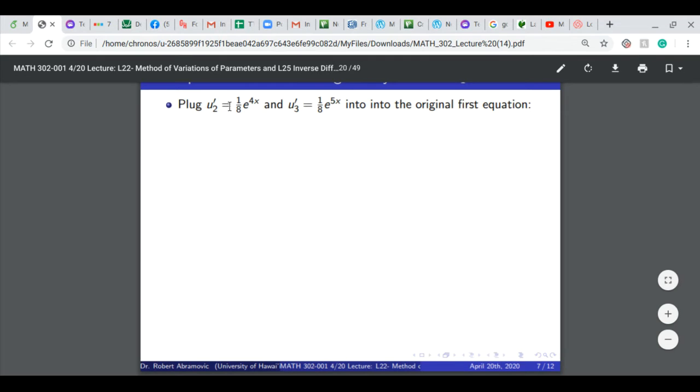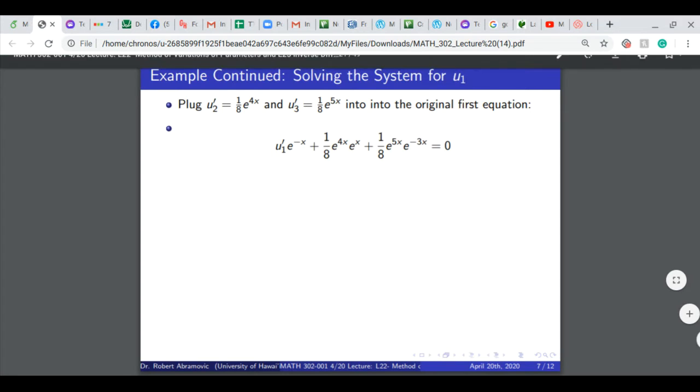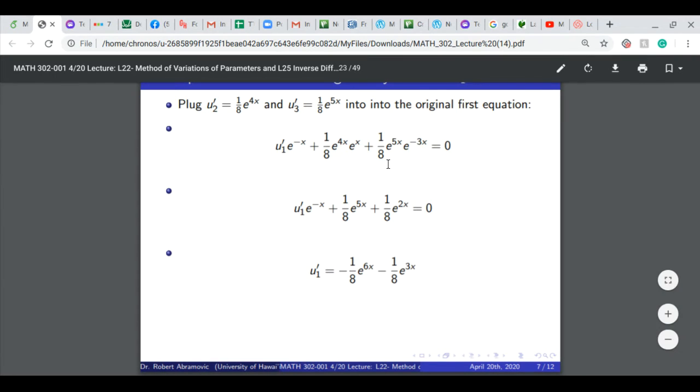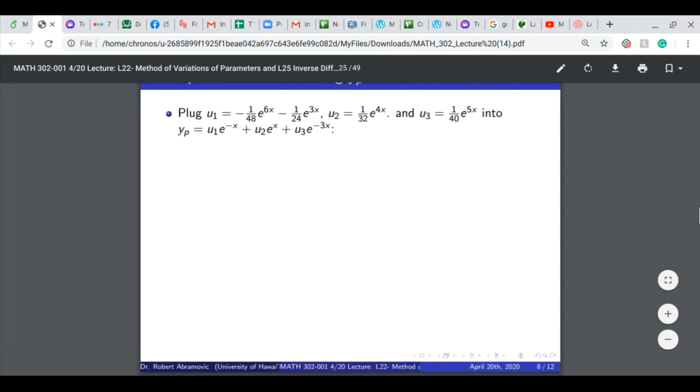Now we have u2 prime and u3 prime. We plug those both into the original equation and get the following. u1 prime e to the minus x plus 1/8 e to the 4x times e to the x plus 1/8 e to the 5x times e to the minus 3x is 0. That means u1 prime e to the minus x plus 1/8 e to the 5x plus 1/8 e to the 2x is 0. We solve that for u1 prime. Just bring e to the 5x and e to the 2x to the right-hand side. They both have a coefficient of 1/8. Multiply both sides by e to the x. e to the 5x becomes e to the 6x. e to the 2x becomes e to the 3x. Integrate, we get negative 1/48 e to the 6x minus 1/24 e to the 3x.